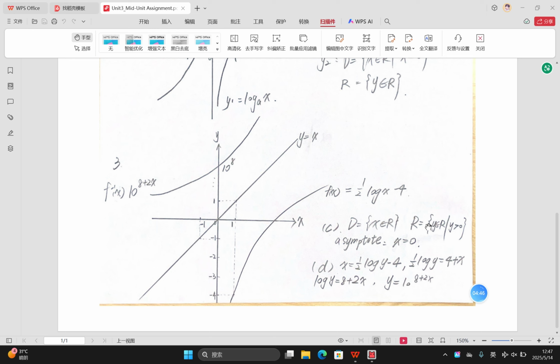Question 3. Step 1. Solve for x and y. x equals a half log base 10 of y minus 4.